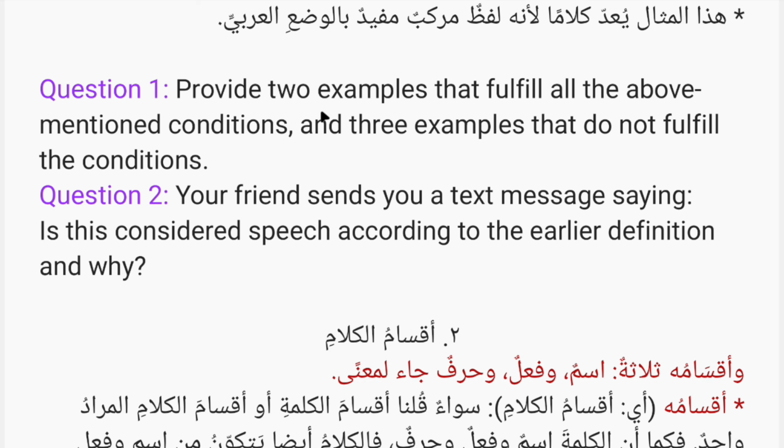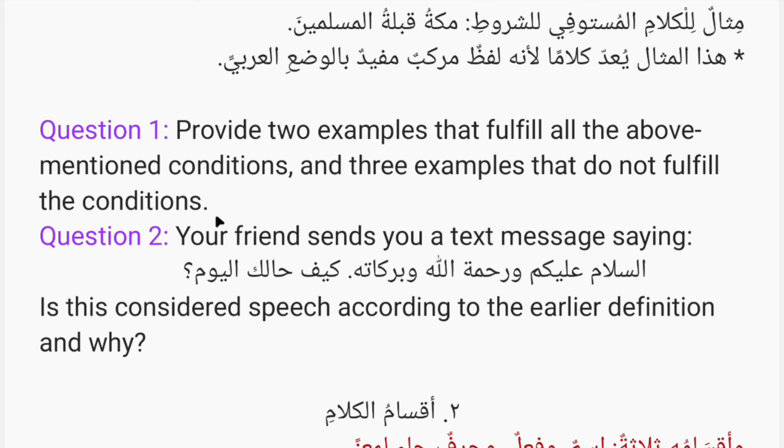Question 1, provide 2 examples that fulfill all the above mentioned conditions and 3 examples that do not fulfill the conditions. So question 1, you need to give 2 sentences that are meaningful, and then 3 sentences or 3 examples which are not meaningful. Okay, the second question, your friend sends you a text message saying, Assalamu alaikum wa rahmatullahi wa barakatuh.